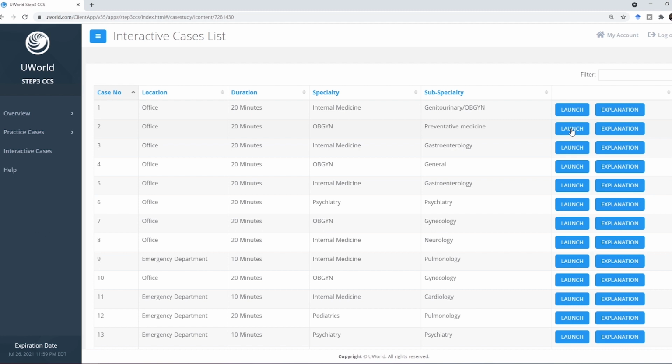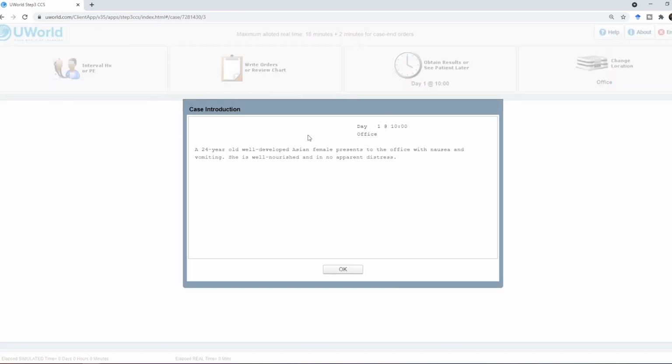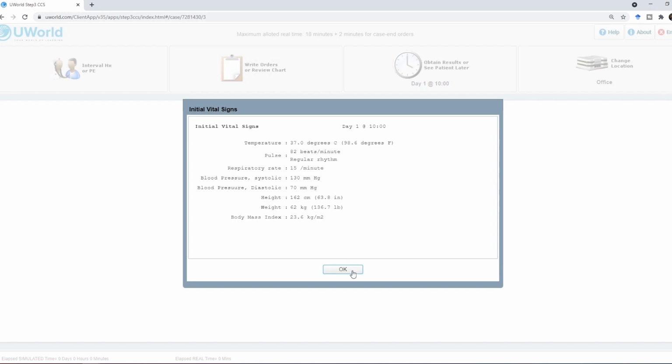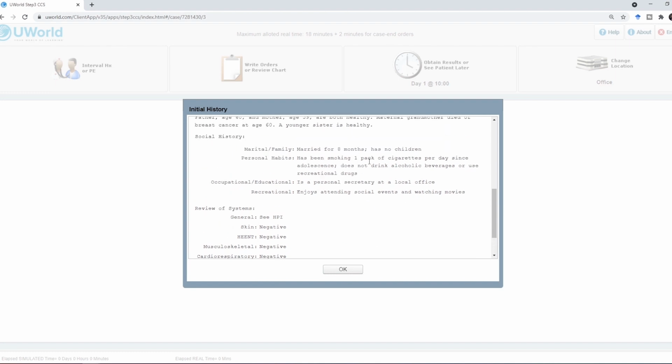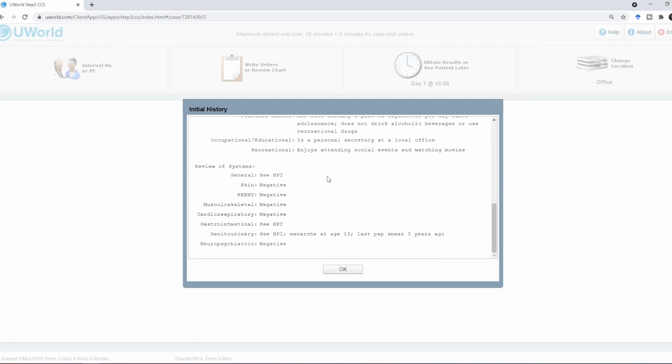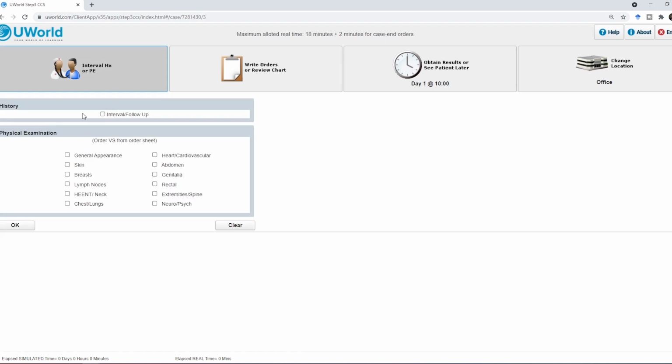I'm gonna start by showing you the platform of the CCS cases and then we will go over the management of 2 cases. So after you click Launch, you'll be presented with the case introduction. If you click OK, you'll be presented with the vital signs and then with the initial history, which has several parts of information related to this case. After you click OK, you will have 4 main tabs. The first one is the interval history and physical exam. If you click on this tab, you'll see that you have 2 main options, the interval follow-up and the different parts of the physical examination.